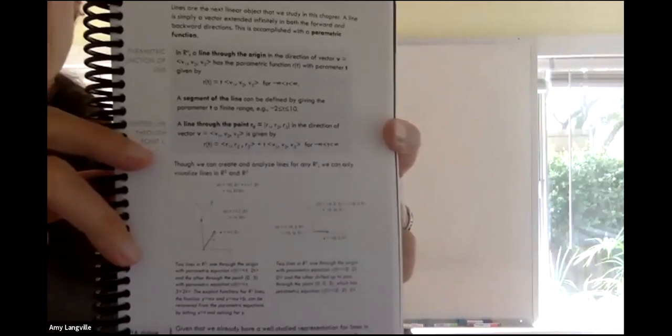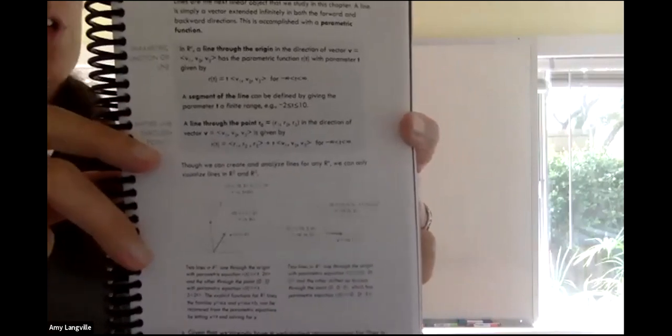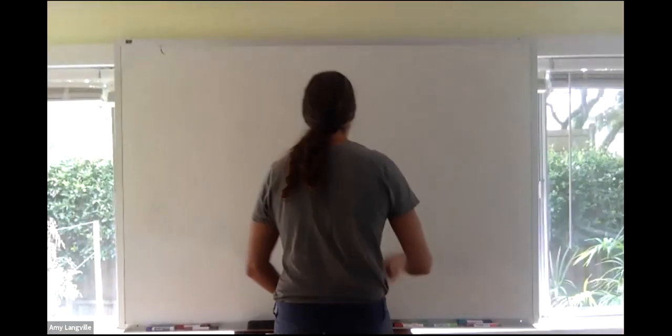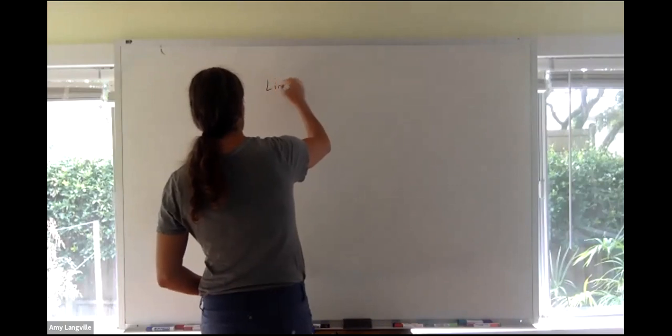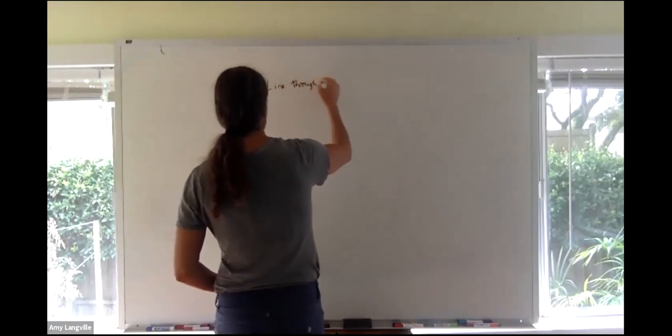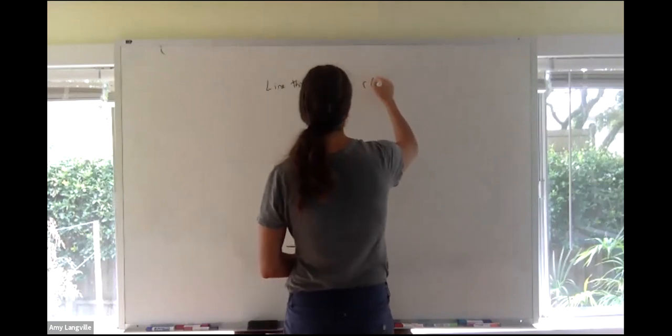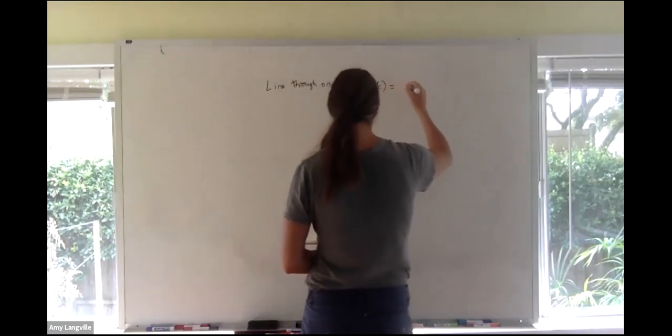So again, we have all the machinery there. It kind of makes sense. If you have a point and a vector, you almost have a line. So I'm going to start with lines through the origin. Easiest type to define, but this is the first time we've seen a parametric function.